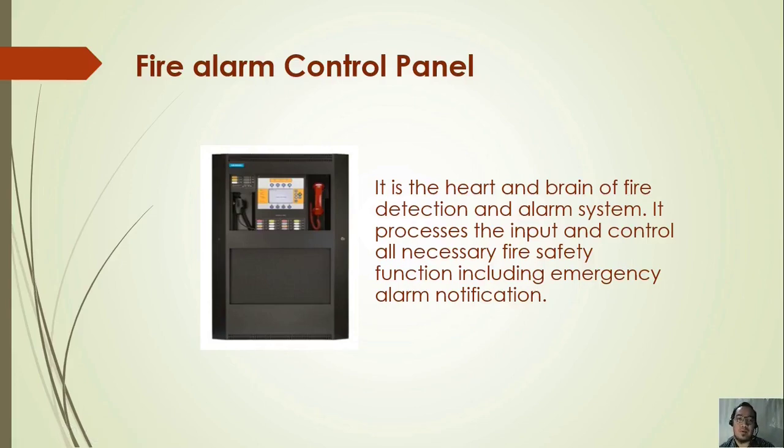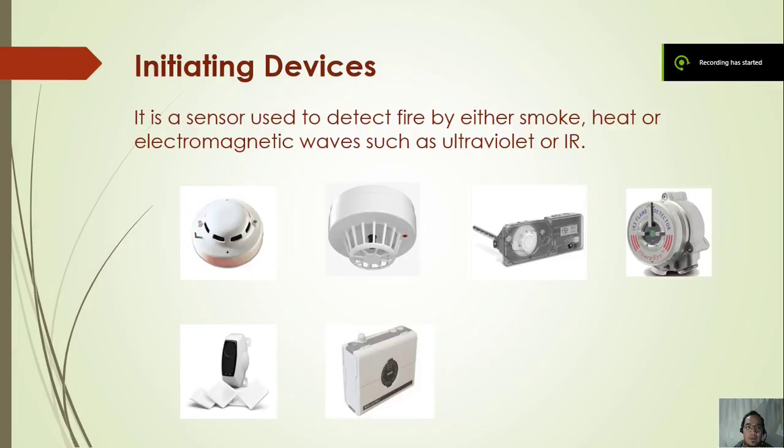So what is fire alarm control panel? It is the heart and brain of fire detection and alarm system. It processes the input and control of all necessary fire safety function including emergency and alarm notification. This is like CPU guys in a computer. So without this, system will not work. What is initiating devices? It is a sensor used to detect a fire by either smoke, heat, or electromagnetic waves such as ultraviolet or IR.